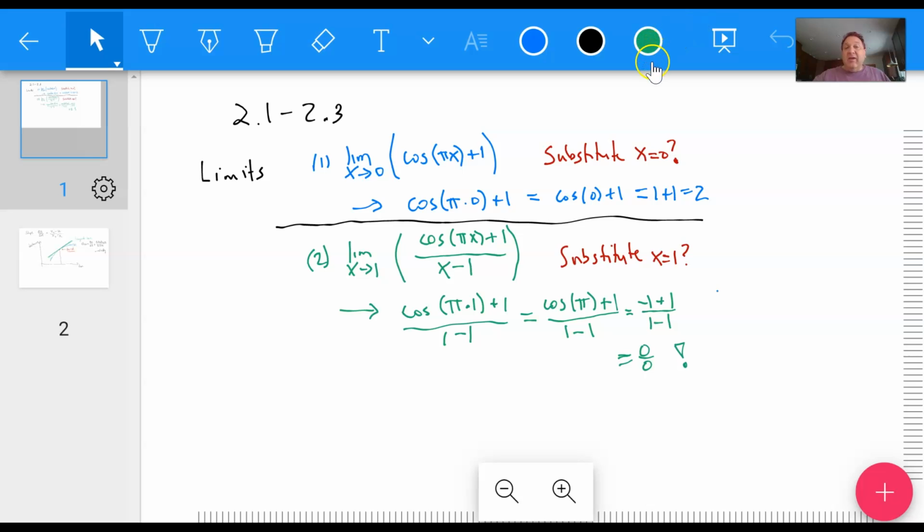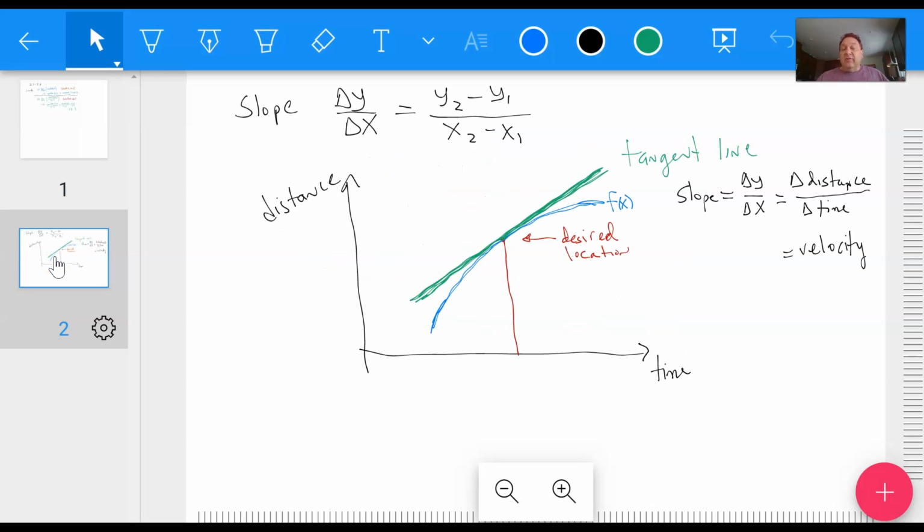The second application that we want to deal with in this section is applications to slope. Slope is just change in y over change in x, y2 minus y1 over x2 minus x1, and we're going to be using our limit idea to try to find slopes of curving things. The classic example is a distance time graph, where we have some sort of function and we're looking for the slope of the line at a desired location.